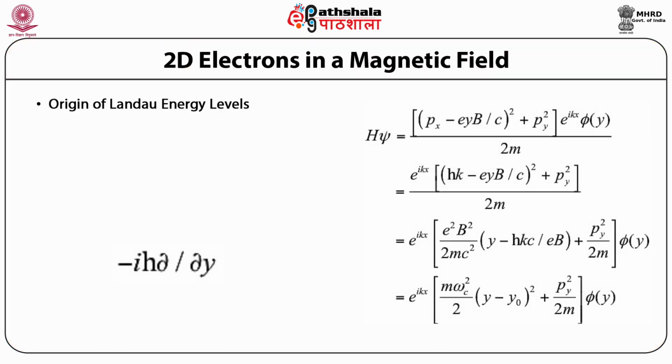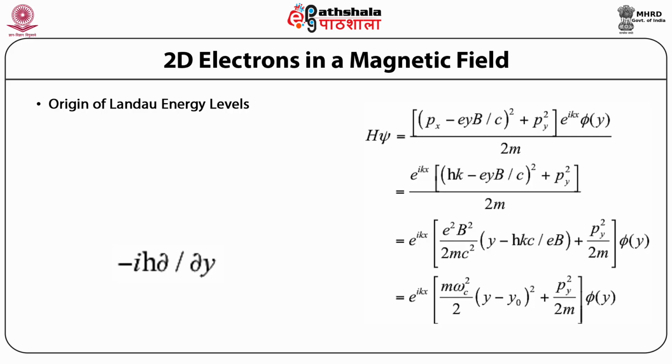Now, continuing with the origin of Landau energy levels, since the operator px is given by minus i h cross times the partial derivative with respect to x, the first equation yields the desired result. That is, the wave function is a product of a plane wave e raised to the power ikx and phi, which is a function of y. The quantum Hall effect has an analogy to the one-dimensional simple harmonic oscillator. We can see that the Schrödinger equation reduces to a one-dimensional problem. The Schrödinger equation that we had seen is given like this: H psi is equal to the following expression.